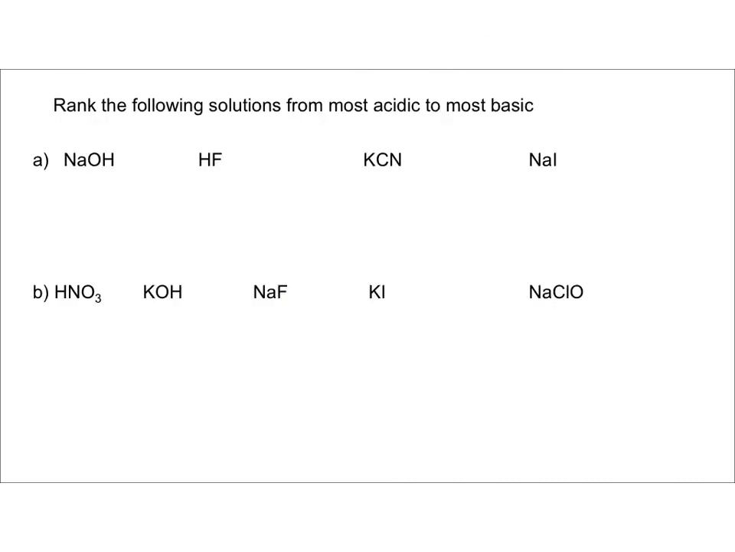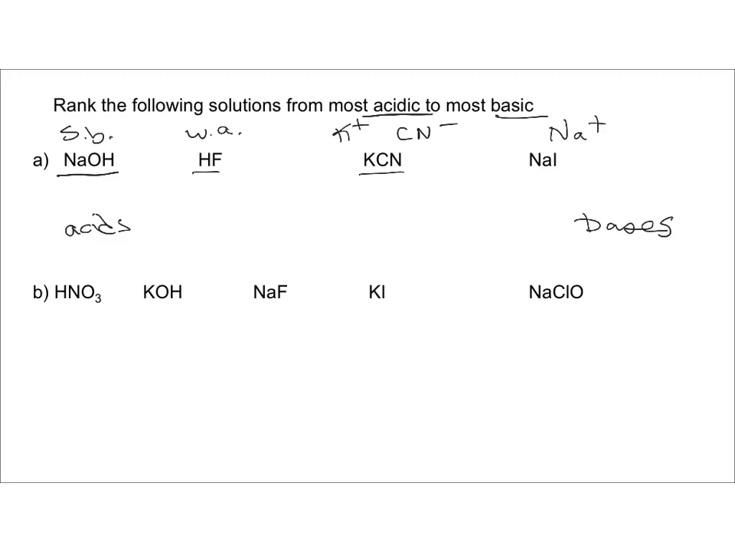All right, let's look at these solutions and rank from the most acidic to the most basic. So if we're going to look at these, we know we're going to have our acids down here and our bases up here, and the species that are going to be neutral are going to be in the middle. So if we take a look at these and we look at NaOH, we know that this is a strong base, so I'm going to shorthand as a strong B, SB. HF is a weak acid. KCN is a mixture of K plus and CN minus. And NaI is a mixture of Na plus and I minus.